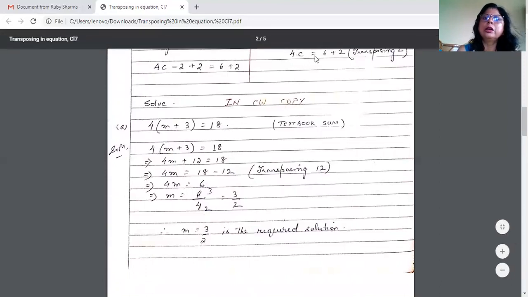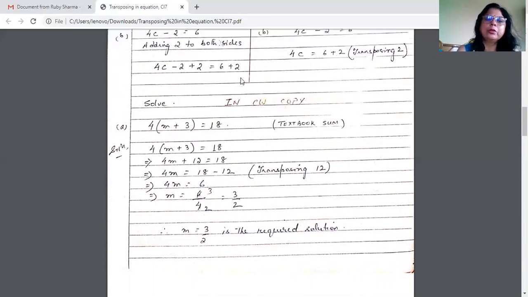Like here, I'll explain this later on. 4c is equal to 8, c will be 8 divided by 4. Did you understand in that case? But I would prefer all of you in the beginning to remove the bracket because you have learned the distributive law. So this is 4m plus 12 is equal to 18. Instead of going for fractions, I'd prefer you do it this way: 4m plus 12 is equal to 18.